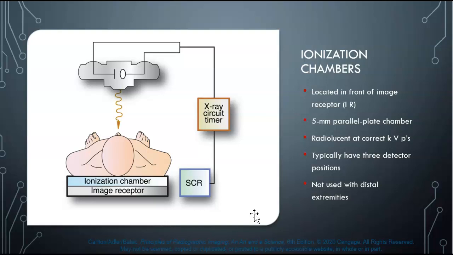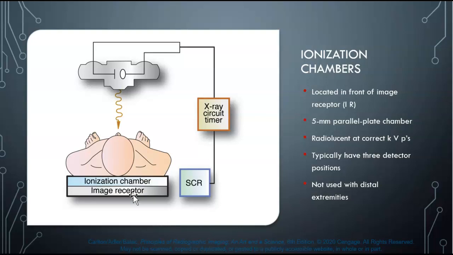So located here, you can see your image receptor. Here's your X-ray tube. You have a photon coming. Here's the patient. You have your ion chamber, and then you have your image receptor. So it's located in front of the image receptor, not after, in front. It's about a 5 millimeter parallel plate chamber. They're radiolucent at correct KVPs. If you shoot an X-ray with a really low KVP, like 20, 30 KVP, you'll see the ion chambers where they're at. It's pretty cool.